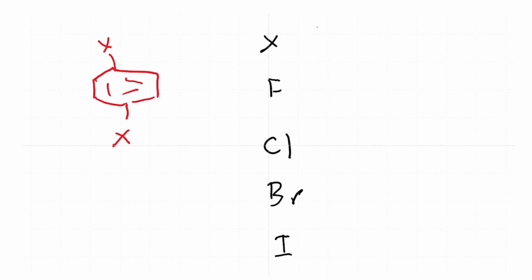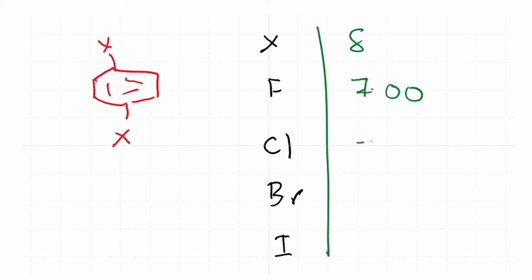Okay, and what we're going to do is list out the chemical shift values. The value for fluorine is 7.00, that for chlorine is 7.24, bromine is 7.32, and iodine is 7.40.